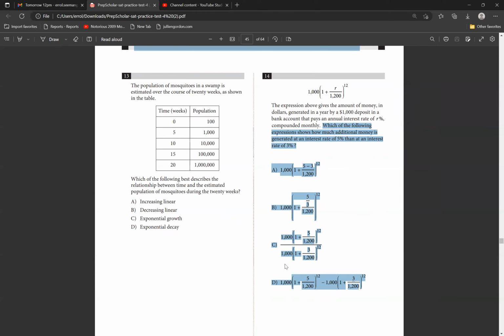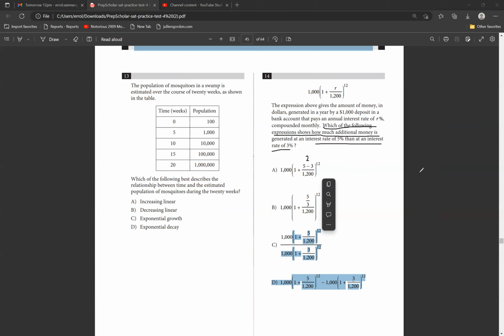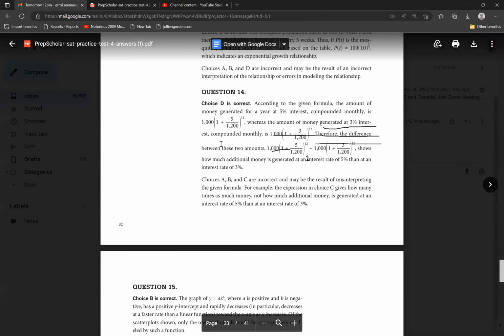Thinking D. There's your 5%. There's your 3%. What about A? A would be the amount at 2%, right? Which of the following expressions shows how much additional money is generated at an interest rate of 5% than at 3%? Oh, okay, so D makes more sense. Yeah, let's check that one. 14D, yep.